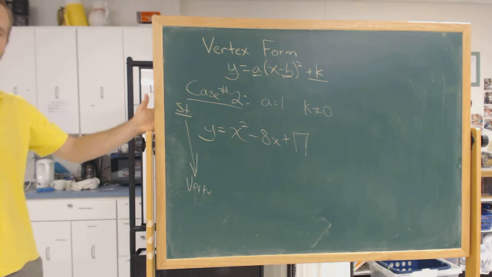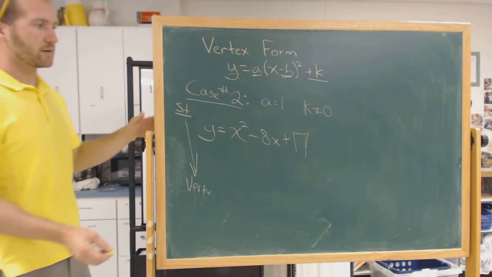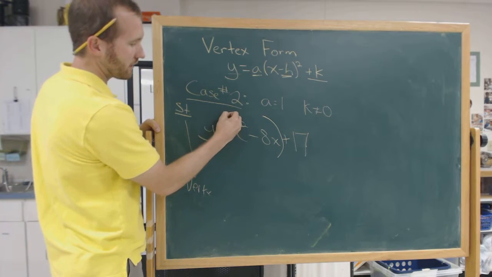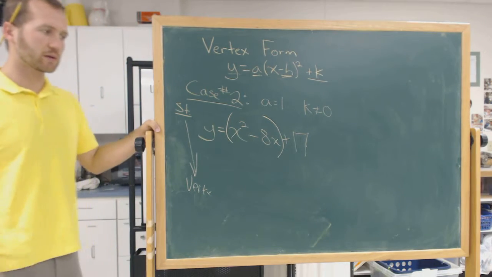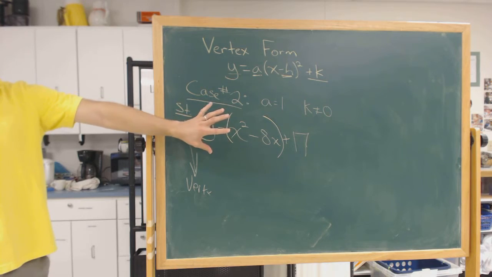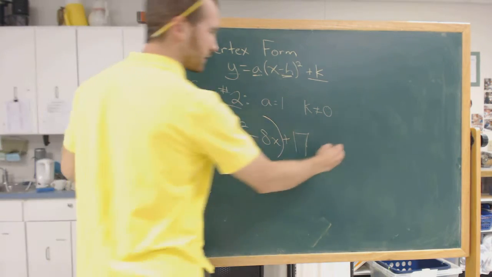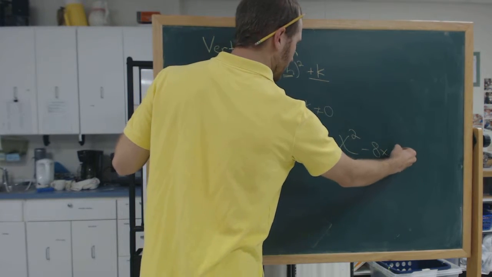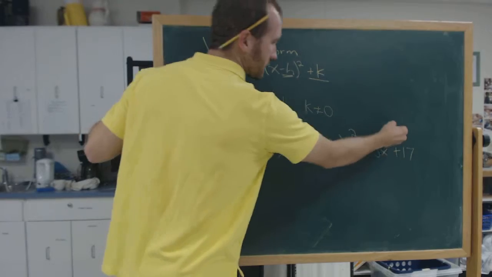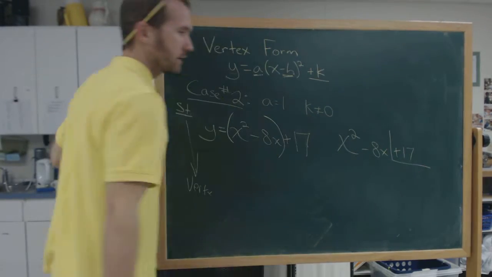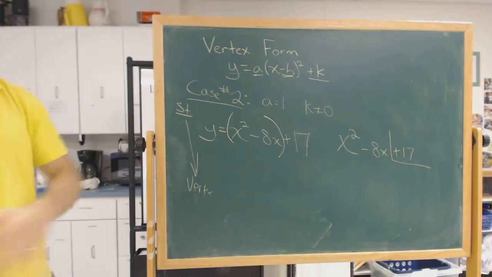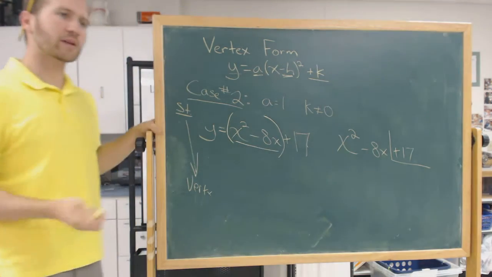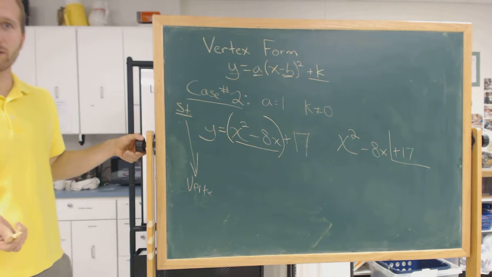Now, there's a couple ways you can look at this. What I like to do is put parentheses around my first two terms, because that helps me focus in on those first two terms. Another way to do this, the way Gary teaches this, with x squared minus 8x plus 17, is to just put a line right there, so you're keeping your 17 off to the side. Either way, what we want to do is look at this and pretend we're completing the square. Well, we actually are going to complete the square.